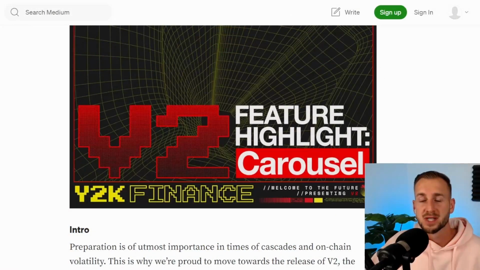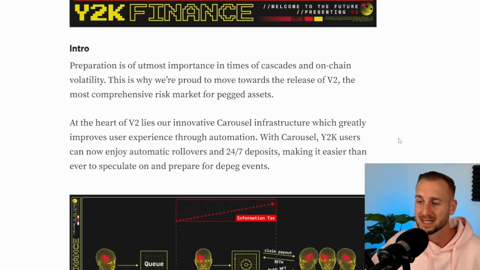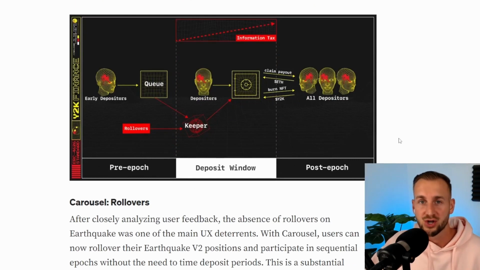So the first improvement to highlight here is the use of the carousel. For any of you amusement park enjoyers out there, what is a carousel? Well, essentially, this allows for the automation of you to continually and in perpetuity have your vault participation until you were to get liquidated. So as you can see from the diagram down here, rollovers can take place via the use of these keepers. So this is automation. The keepers allow you to just roll over your deposits into the very next epoch, which is a major friction point now being dealt with.